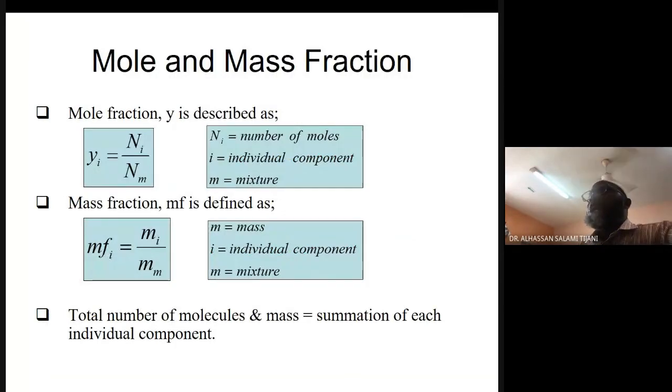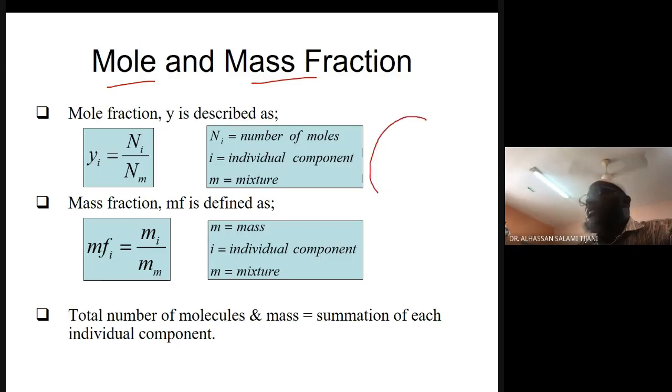So before we go into details about the concept of combustion, there are certain definitions that we need to know, one of which is mole fraction and mass fraction. When we say mole fraction, it is the ratio of the number of moles of a particular species of a substance divided by the total number of moles of that particular constituent.